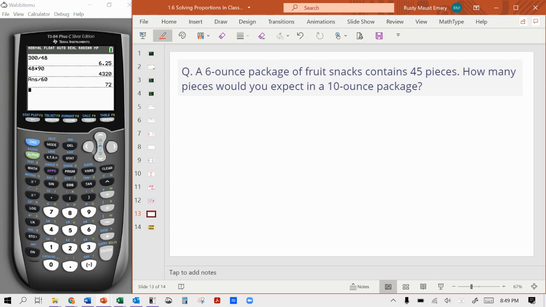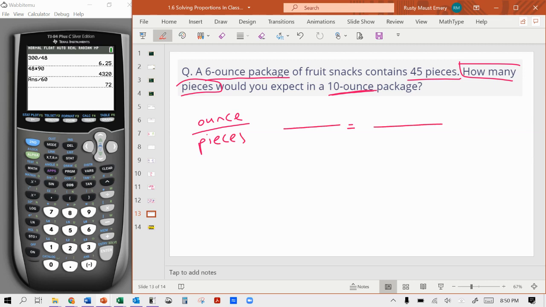Okay. So in this case, again, just going through, as I read through, I like to highlight, right? So a 6-ounce package of fruit snacks contains 45 pieces. How many, there's the question word, how many pieces, so that's what we're solving for, would you expect in a 10-ounce package? So my word fraction in this case is the weight, so ounce over pieces. So ounce over pieces is the way I'm going to set it up. I could flip that, but that's the way I'm doing it this time.